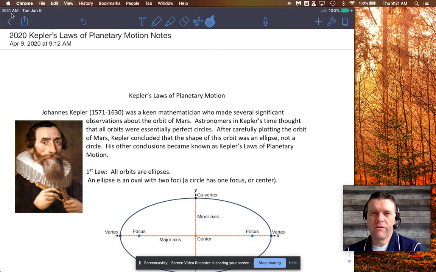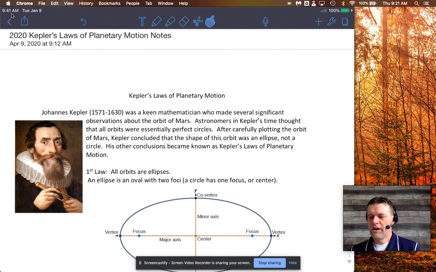But I want to talk about this man. His name is Johannes Kepler. And he was a mathematician who made some really significant observations. What's even more miraculous is that he made them years before Isaac Newton.